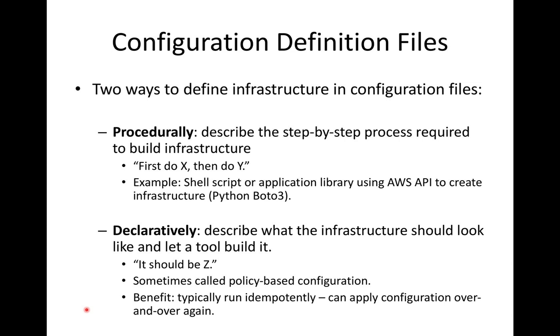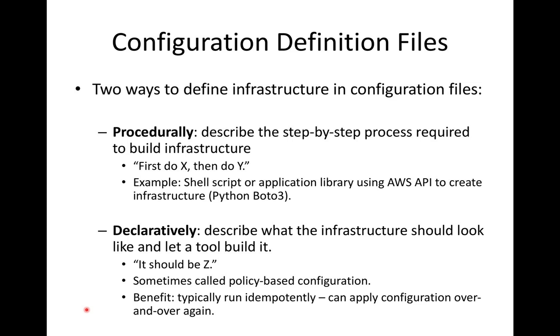When we're creating these configuration definition files, there are two different ways that you commonly find in the marketplace to define infrastructure in configuration files. One way is to define infrastructure procedurally. When you define infrastructure procedurally, you are essentially describing a step-by-step process that is required to build the infrastructure. In other words, it's kind of like writing a procedural software program. Think of a shell script. A shell script is procedural. It executes a series of commands from the top of the file to the bottom of the file. So the interpreter will run the first command, and then after the first command runs, it'll run the second command, and so on.